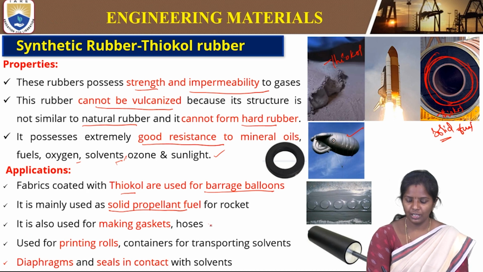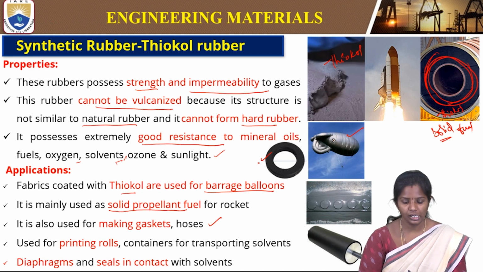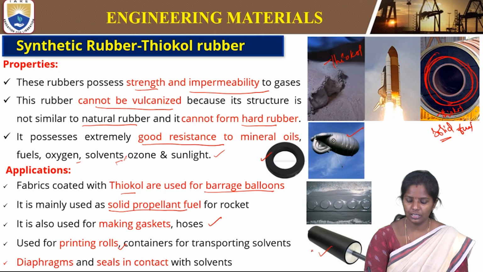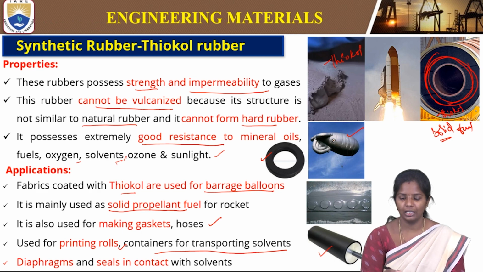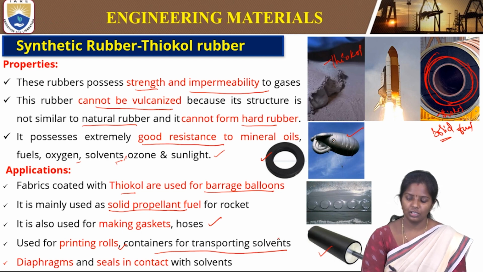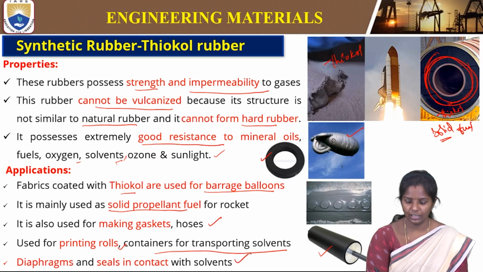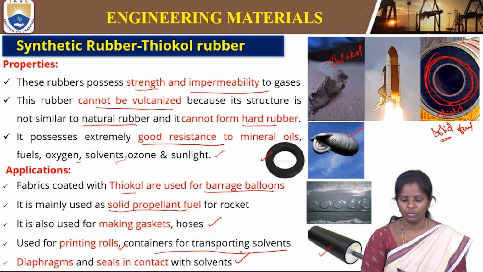It is also used in making gaskets and hoses. These are good applications for gaskets and hoses. Then printing rolls, and containers for transporting solvents. As we have already seen in the properties, it is resistant to solvents and gases, so it can be used in transporting these solvents. The containers are made from thick rubber. Then diaphragms and seals that are in contact with the solvents can also be made from it, so that there is no leakage of these solvents.